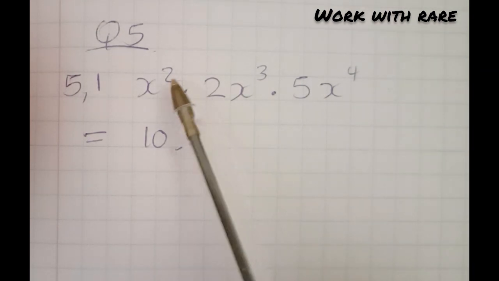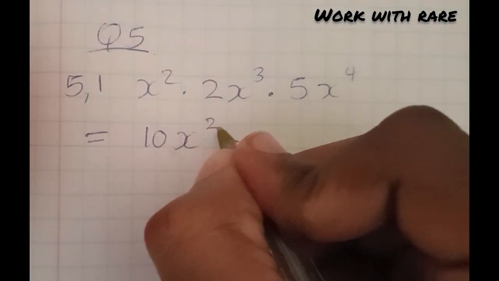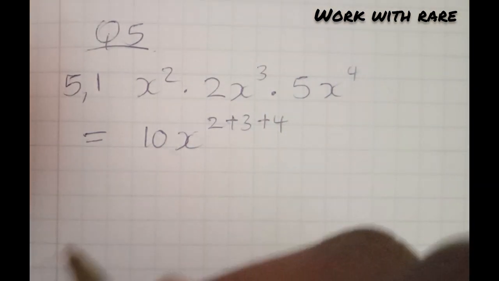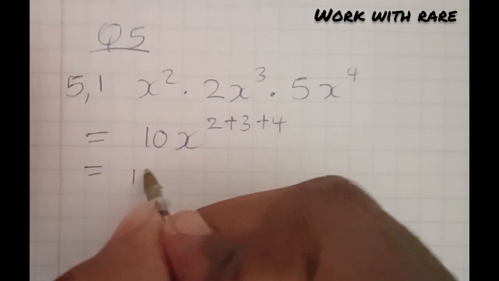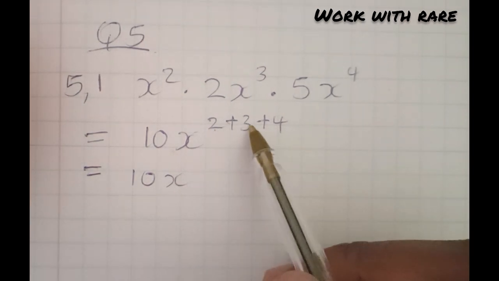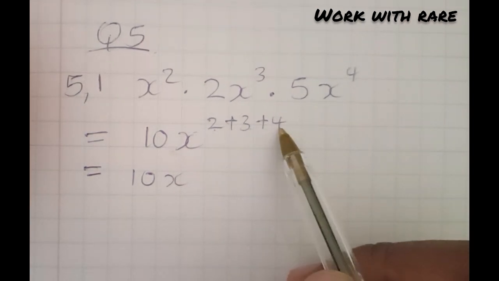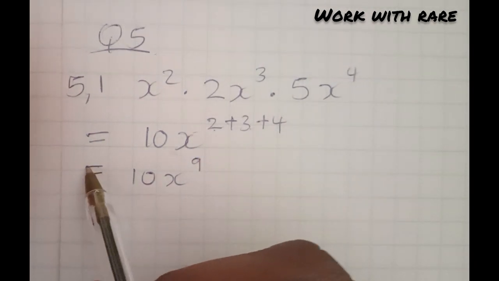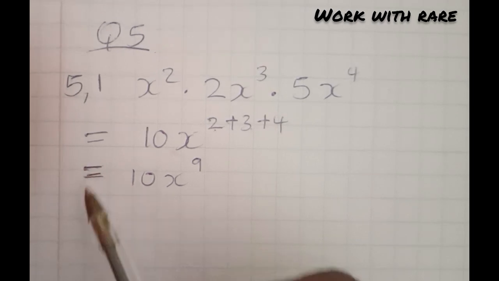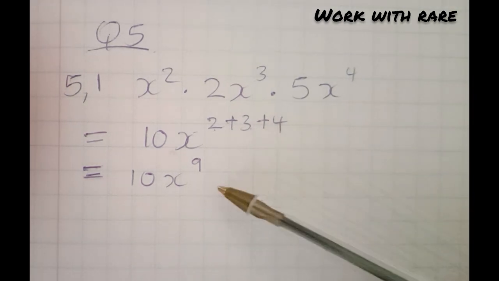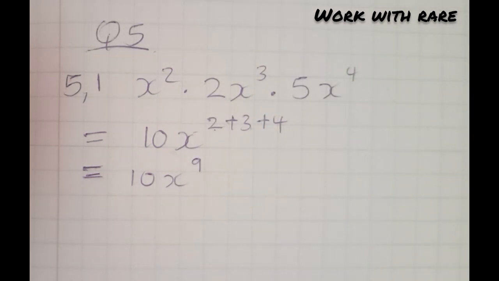Now I will have to add this exponent. So it will be 2 plus 3 plus 4. Okay. So our answer is 10x to the exponent 2 plus 3, it's 5. Plus 4, it's 9. So our answer is 10x to the exponent 9. Okay, so this is our final answer. It's 2 marks. You'll get a mark here, you'll get a mark here.